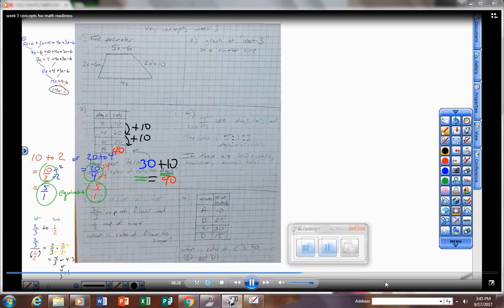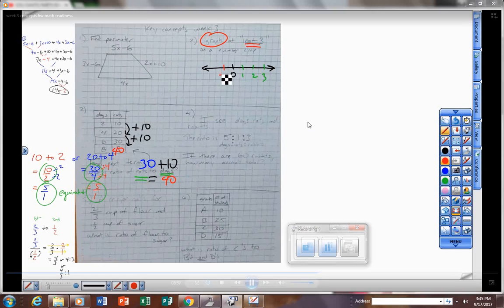Alright, next problem. For this one, it has you graph at least 3. So that means all numbers more than 3. Cannot have any numbers less than 3. At least 3 means all numbers larger than 3. So 3 is okay, but any number more than 3 is what it's got to be. So writing my number line, the positive numbers on the right, 1, 2, 3. My negative numbers on the left, make sure you know that.